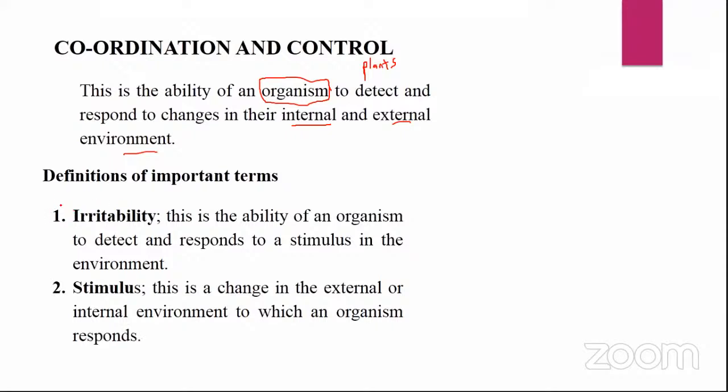One is irritability. Irritability being one of the characteristics of living organisms. If you still remember, in biology, the topics are divided according to the characteristics of living organisms, which can normally be abbreviated as Mrs. Green. Mrs. Green. Okay. And irritability, or response, being one of the characteristics of living organisms. So irritability is the ability of an organism to detect and respond to a stimulus.